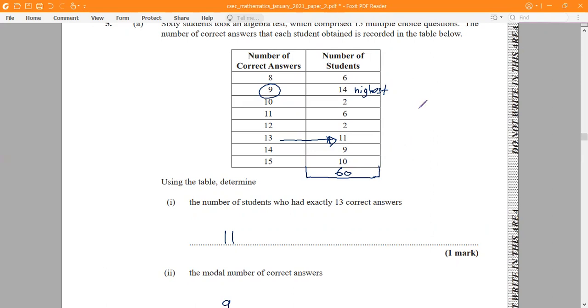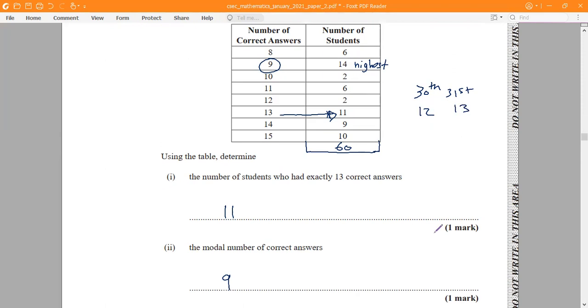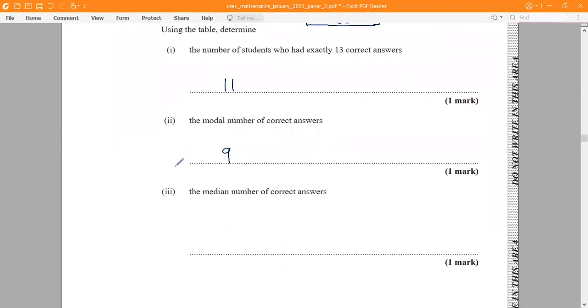We look for the halfway point, which is the 30th and 31st numbers. There will be two numbers in the middle when we put them in ascending order. So we add up: 6 and 14 is 20, and 2 is 22, 28, 30. So the 30th number is 12, and the 31st number is 13. To find the median, we have two numbers in the middle, so we must add 12 and 13 and divide by 2. That will give 12.5, which is our answer.